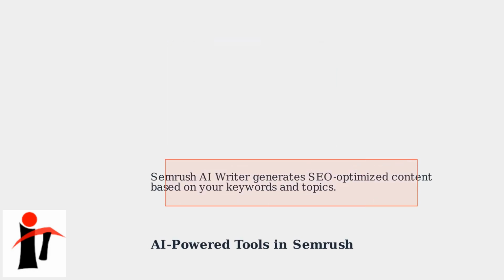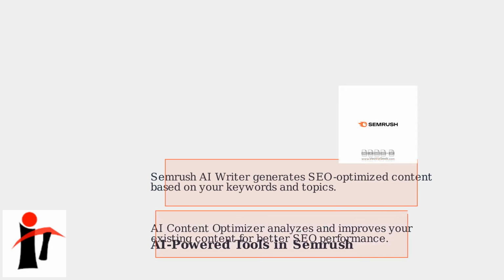Semrush is increasingly integrating AI into its tools to make digital marketing more efficient. The Semrush AI Writer helps you generate high-quality, SEO-optimized content quickly. Simply input your keywords and topics, and the AI creates articles, blog posts, or landing pages tailored to rank well in search engines. The AI Content Optimizer takes your existing content and analyzes it for SEO improvements.